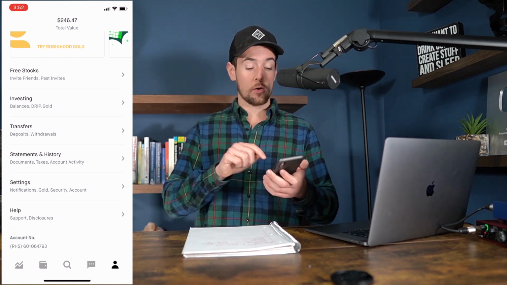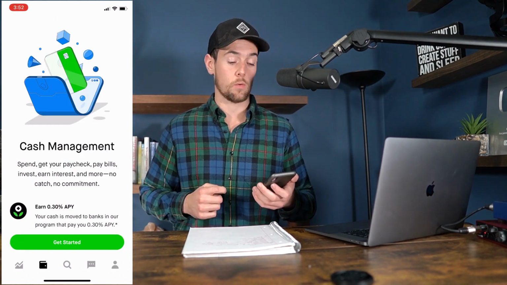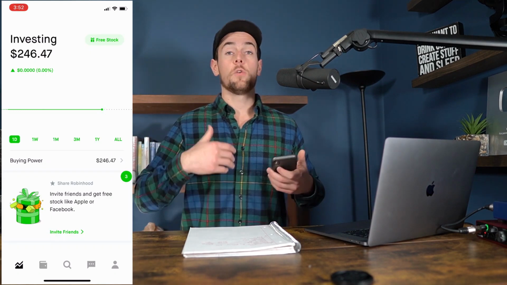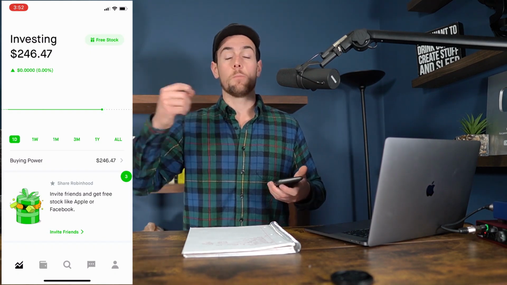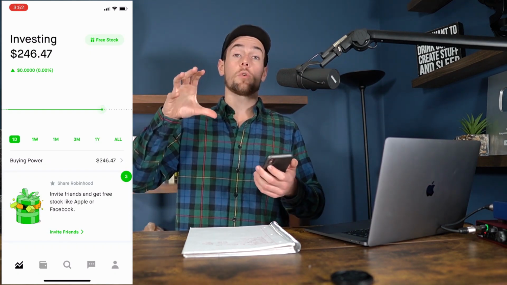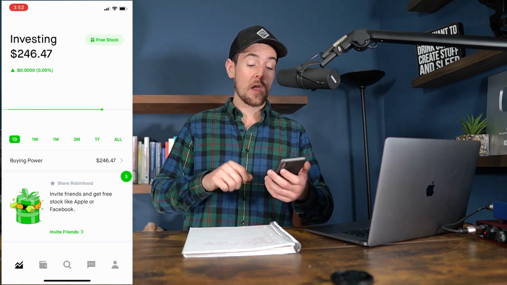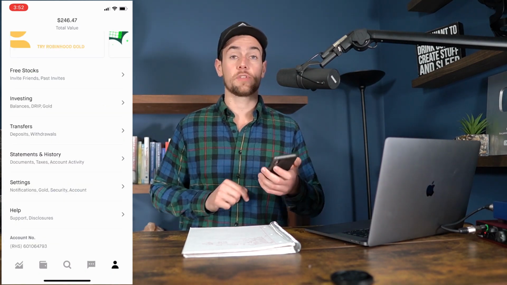Now I want to show you how to move money out of your Robinhood account. So let's say, for example, you've placed some successful trades, you made some money, and now you want to move some of your cash out of your Robinhood account. What you would do is you would go back to that person icon.